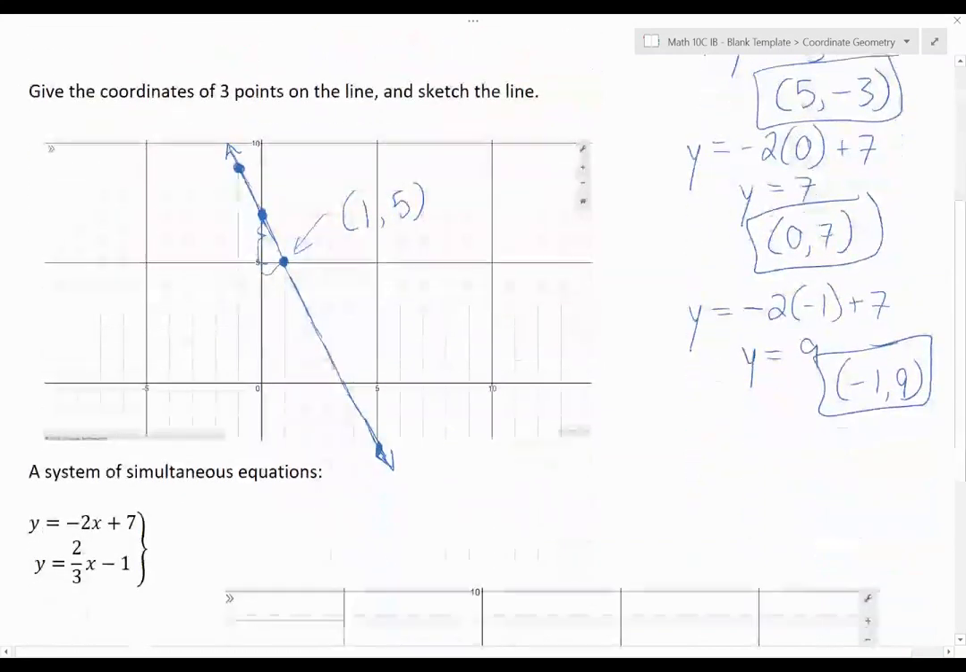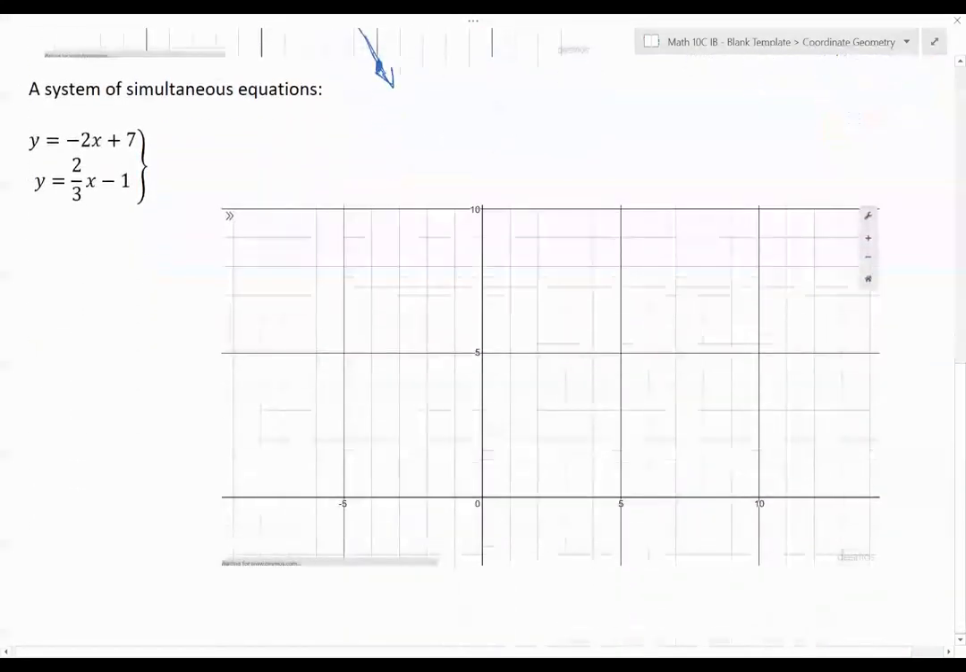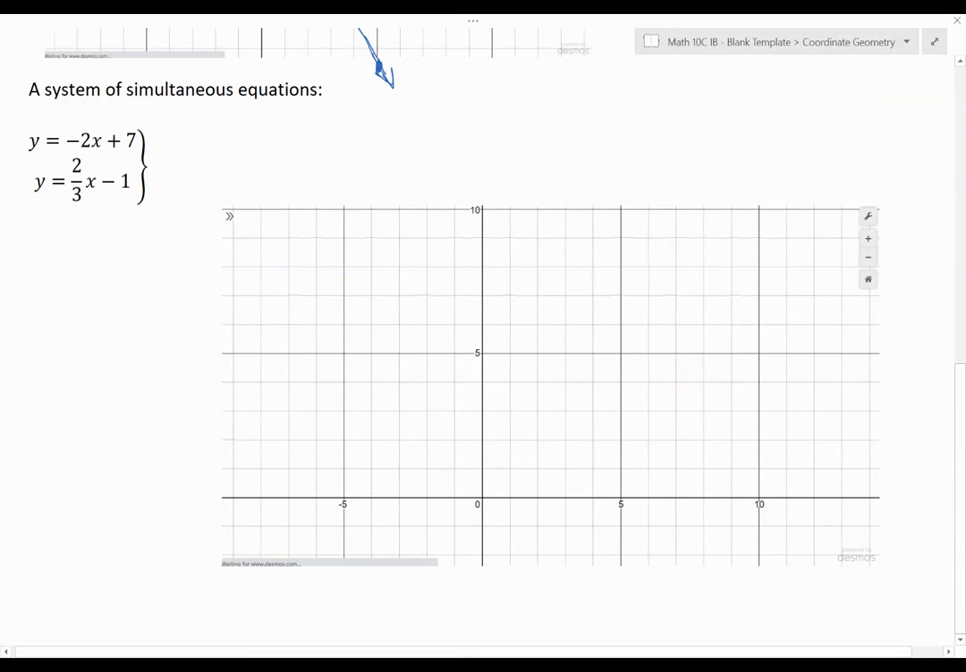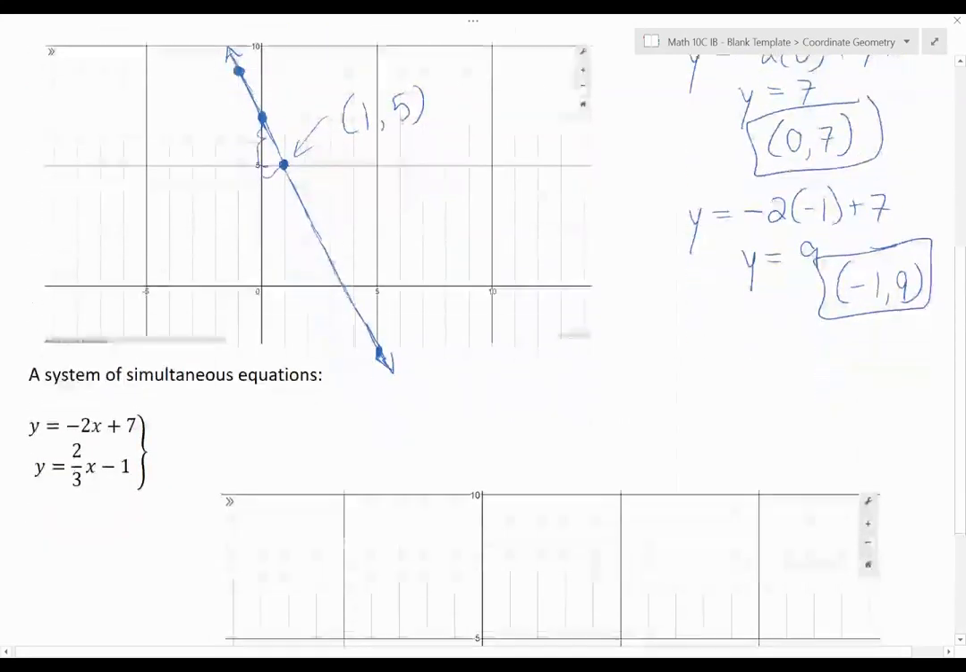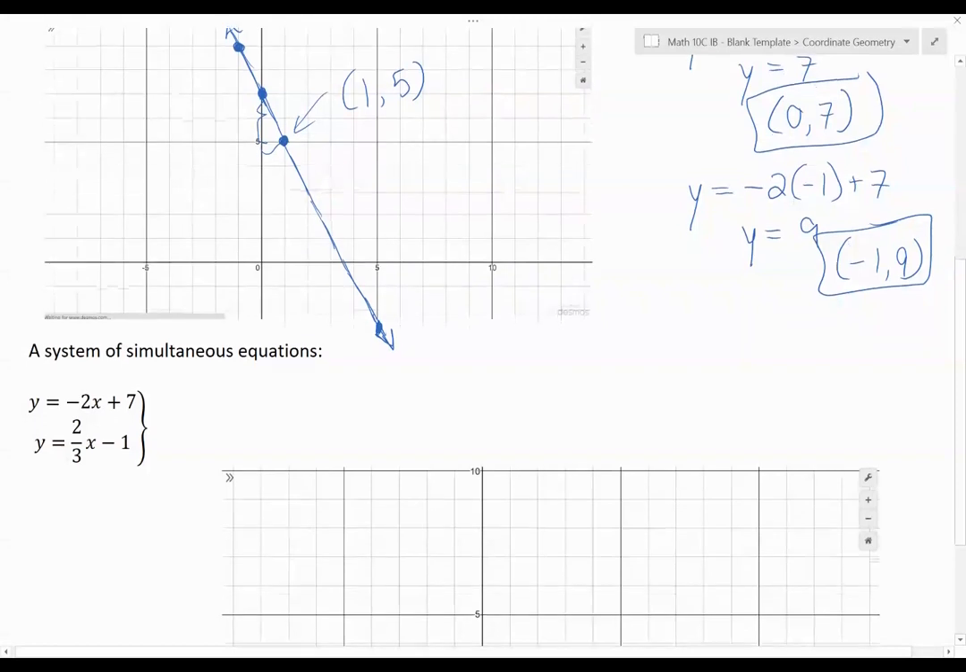So now we're ready to consider what a system of equations is. So here we have a system of simultaneous equations. The first one, y equals negative 2x plus 7, that's the equation we've been dealing with right now. So I'm actually going to transition that same line that I had drawn up here. I'm going to draw it on these other axes.